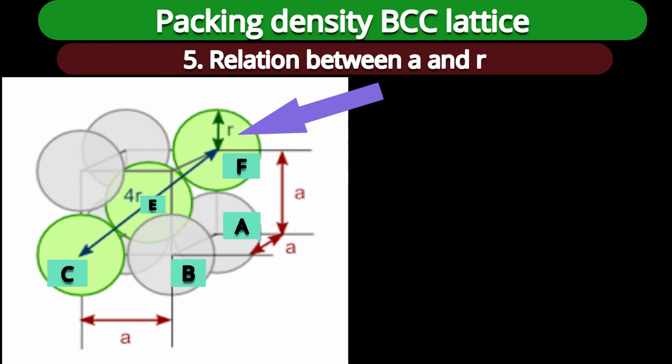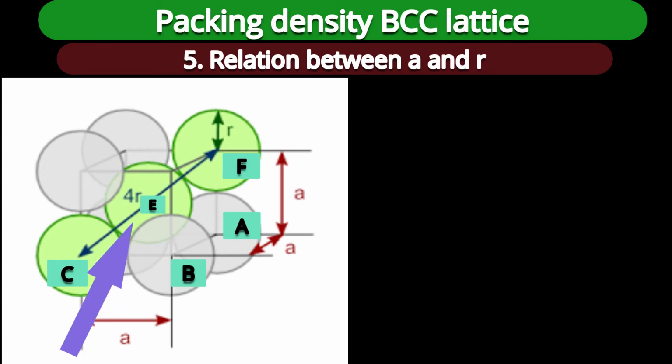Now to find the relation between a and r, we need to express that body diagonal of the cube in terms of a. This we can do by simple application of the Pythagoras theorem. For that, let me label the atoms. A, B, C, and D is at the bottom but behind.